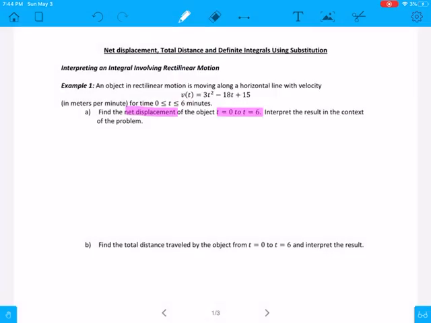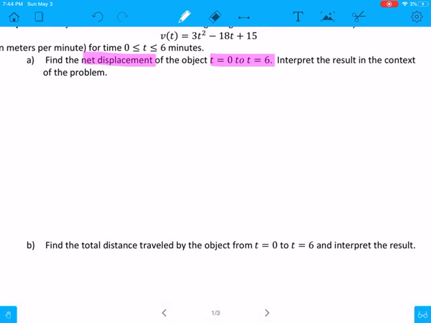So we're going to find the integral from 0 to 6, lower number on the bottom, higher number on top, of 3t squared minus 18t plus 15, dt. Now the reason why we find the integral of this is if we want to find the displacement or the distance, we have to find the integral to find the original equation.